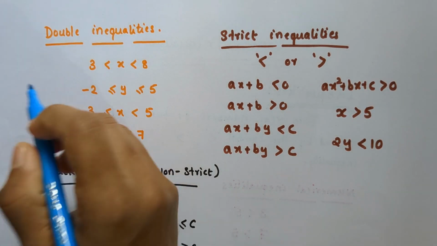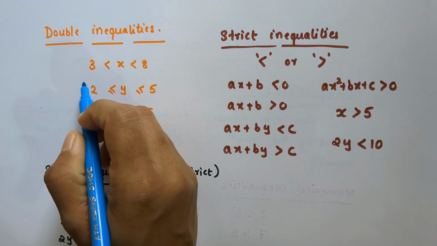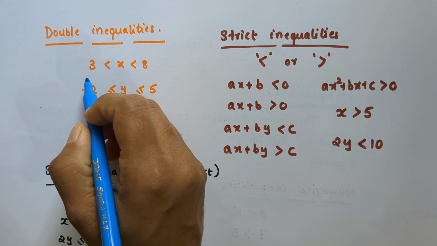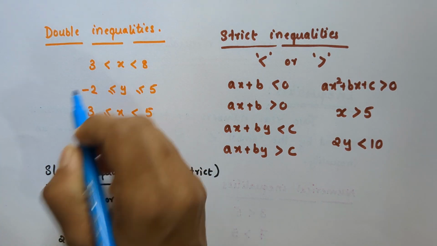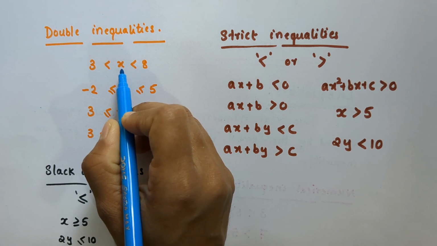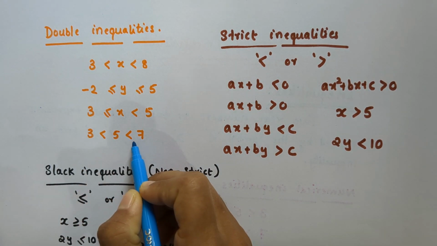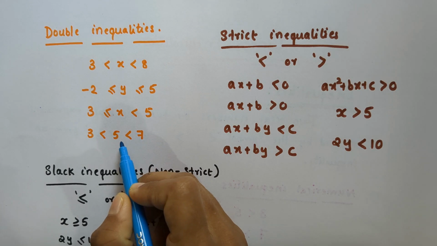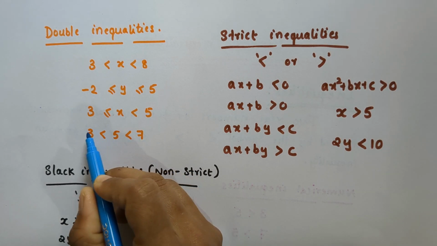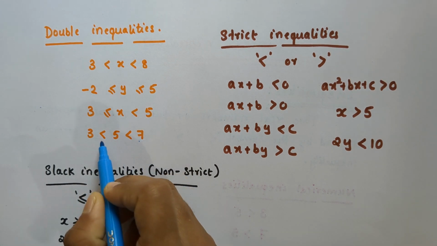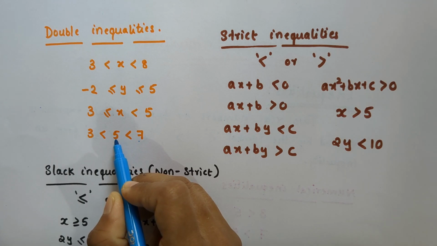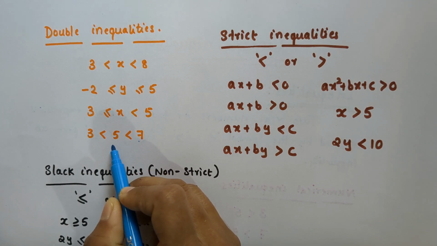Another type of inequality is double inequalities. A double inequality has two inequality signs showing that a quantity lies between two values. For example, 3 less than x less than 8 is a double inequality. Or 3 less than 5 less than 7. This is an example of a double inequality, because the quantity 5 lies between two values 3 and 7. That is, 5 is greater than 3 but less than 7.